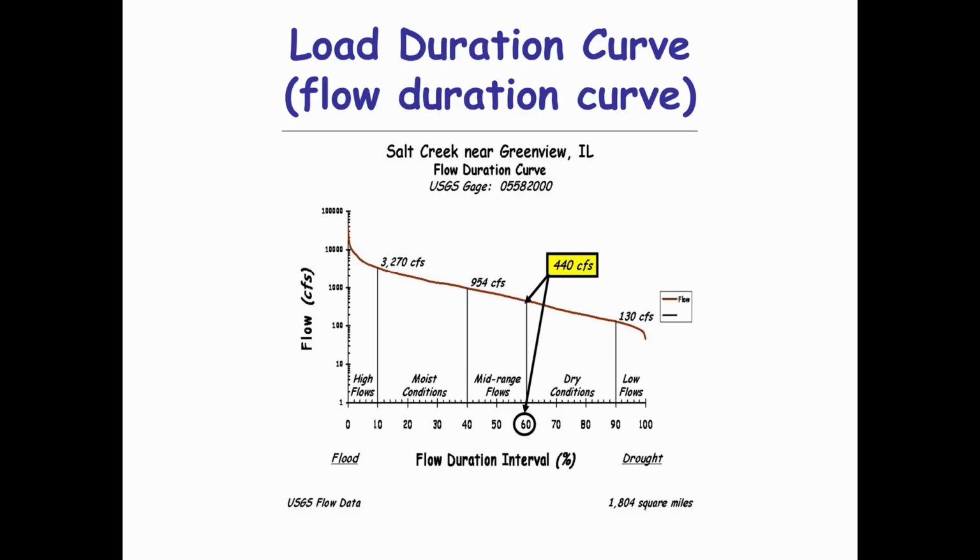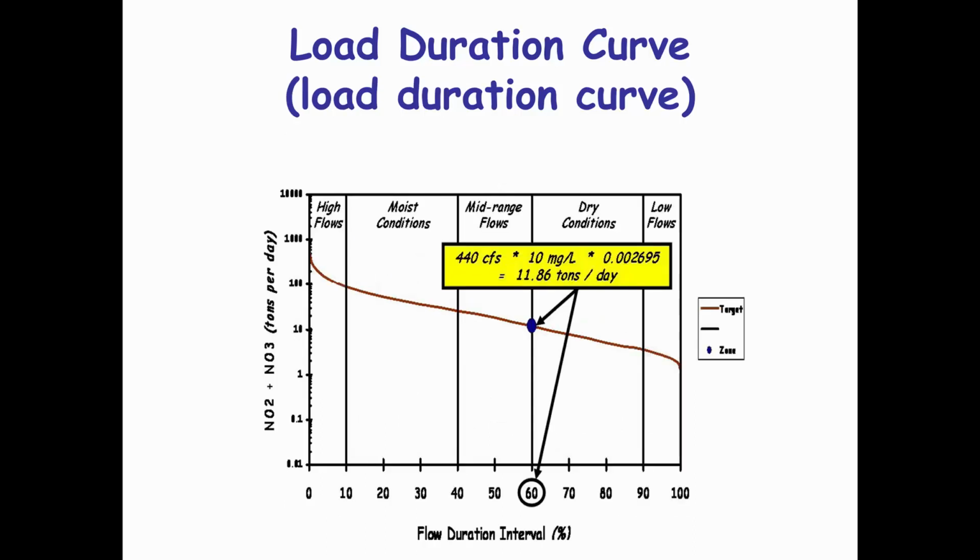Okay, so let's look at some of these methods. A load duration curve is one that we've discussed in class. You start off with a flow duration curve, and from the flow duration curve you can construct a load duration curve. In this case, this brown line is the target load duration curve based on a water quality standard. In this case, it's for nitrate, and the nitrate concentration for the standard is 10 milligrams per liter.